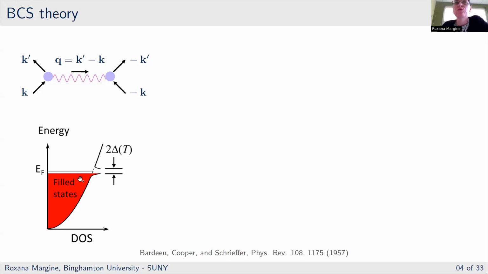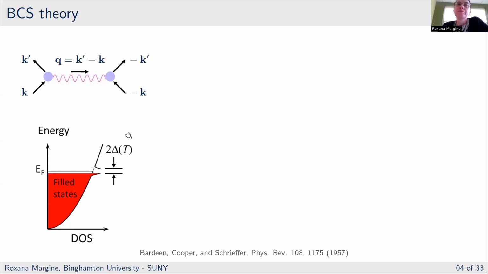So basically, because of this condensation, this energy gap can form, and as you can see, there is an increase in the density of states at the lower edge of the gap. And this increase in the density of states occurs because the electrons that initially occupied the states within the gap now occupy the states right at the edge of the gap.